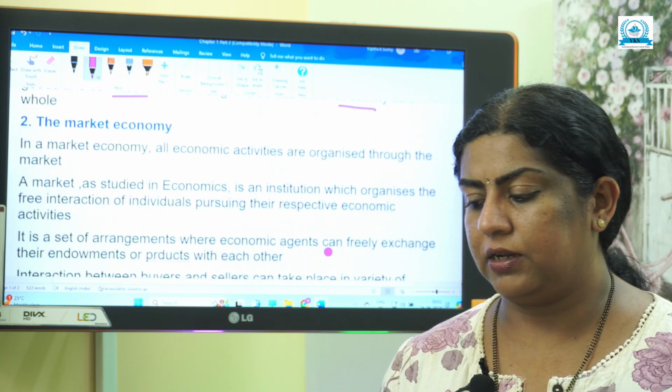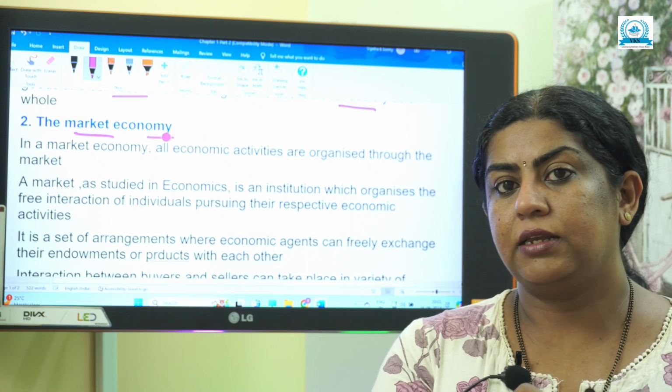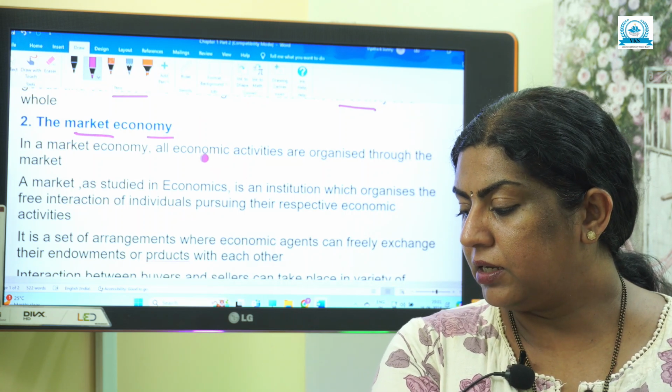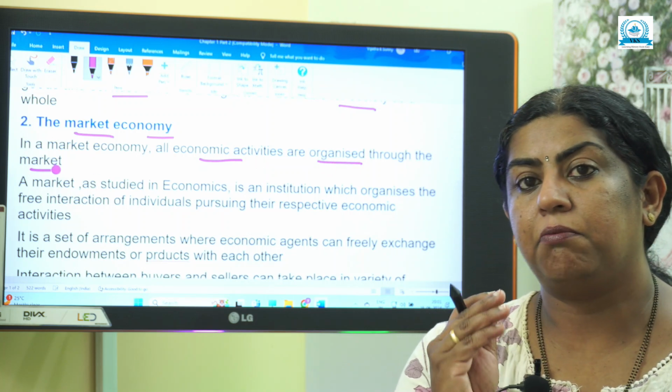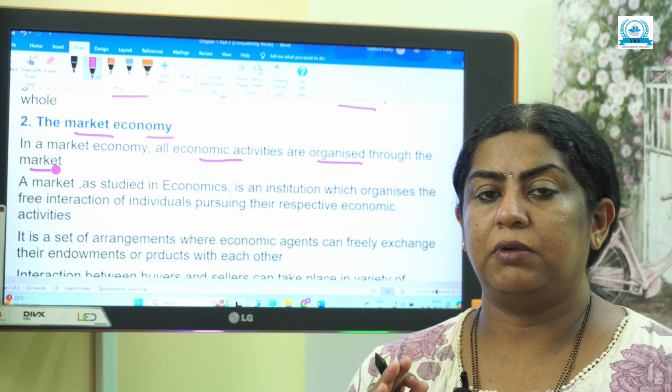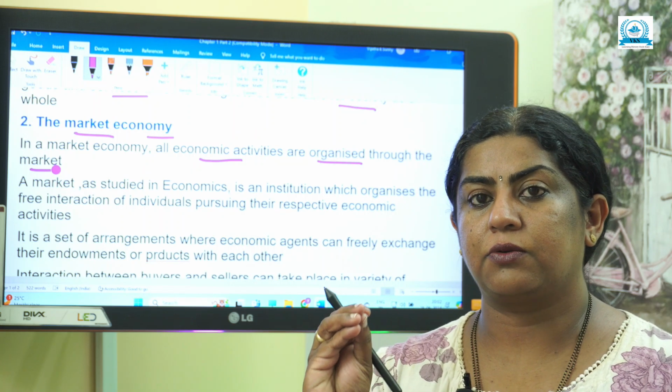So the next one is the market economy. So what happens in a market economy? In a market economy, all economic activities are organized through the market. So in a market economy, we see all the economic activities will be organized through the market.